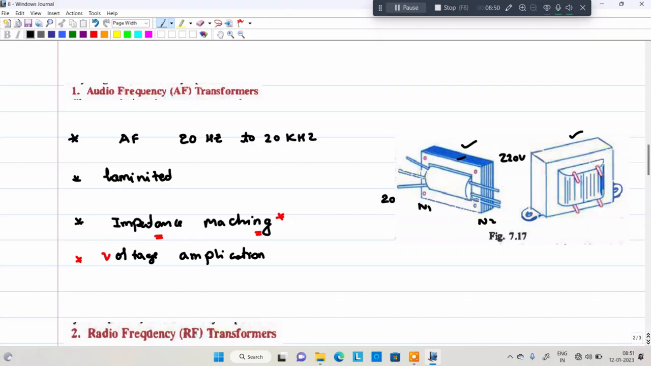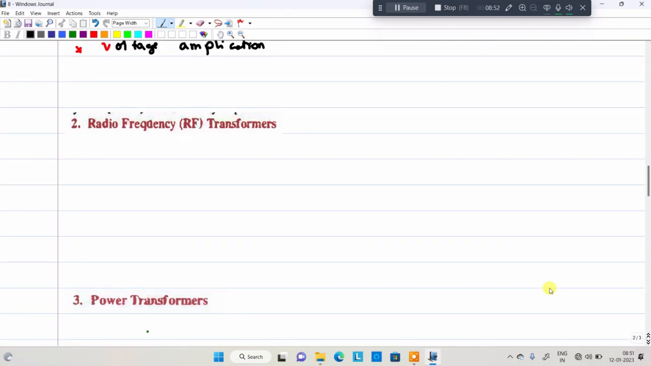The next one, the radio frequency transformer. Next we are moving to radio frequency. Above the audio frequency range, this type of transformer is used. Above the audio frequency range, we are using the RF transformer. This transformer is manufactured with a ferrite core, because it is a very high frequency and we need to reduce the eddy current losses. Mostly an adjustable ferrite core is used.